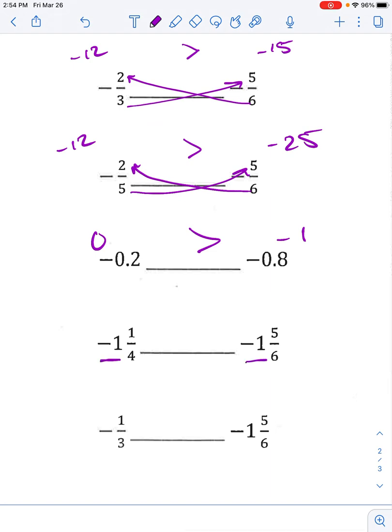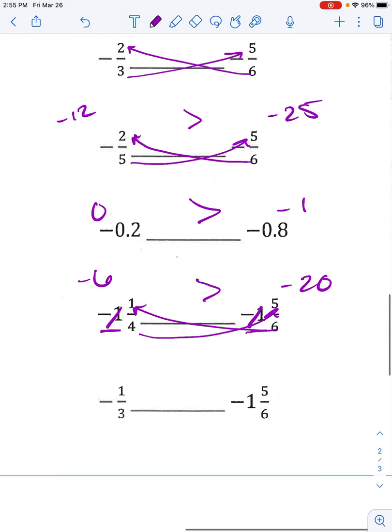This one has a negative 1. This one has a negative 1. Let's ignore those negative 1s and let's just do cross products. 6 times a negative 1 is negative 6. 4 times a negative 5 is negative 20. Negative 20 is furthest to the left.